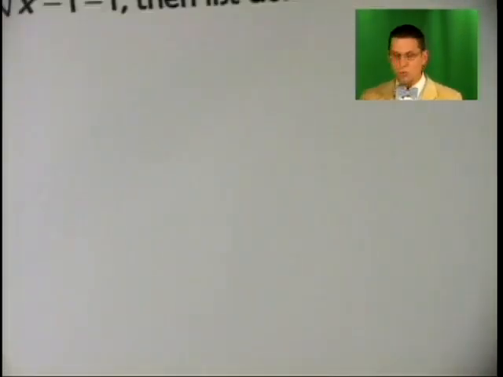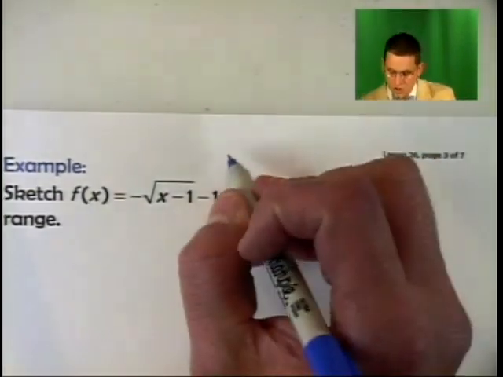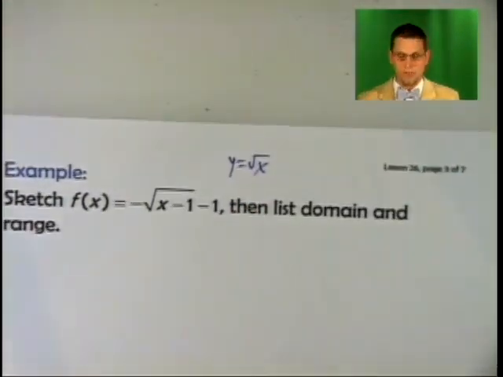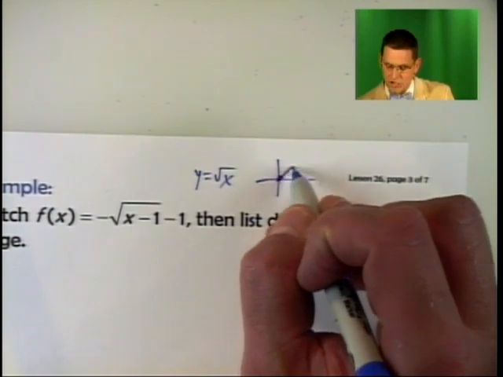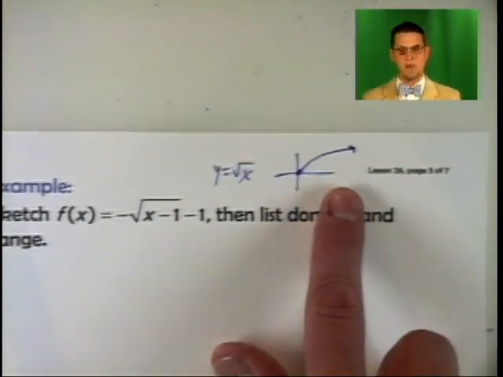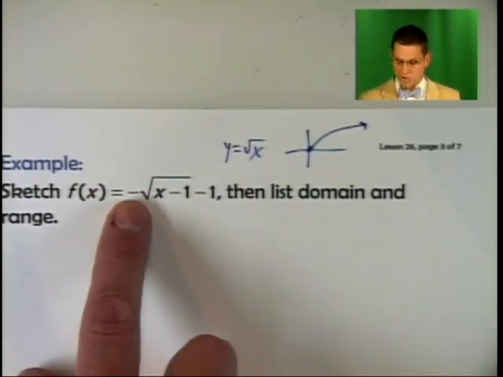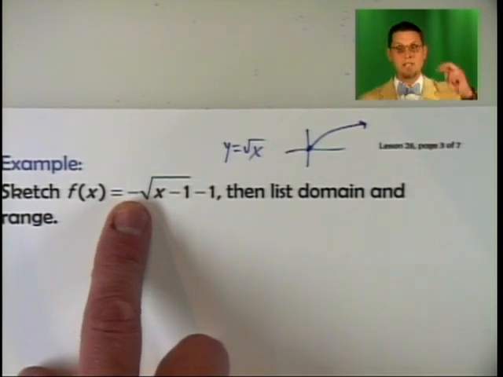So what goes through your mind when you're trying to sketch this? Well, you think of the parent function y equals square root of x, and you imagine it in your head. It looks like that, right? Now we go through and we look at the transformations. The negative out in front is an x-axis reflection. It does the same thing to any graph.